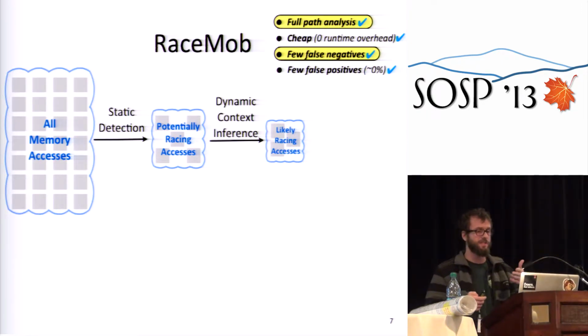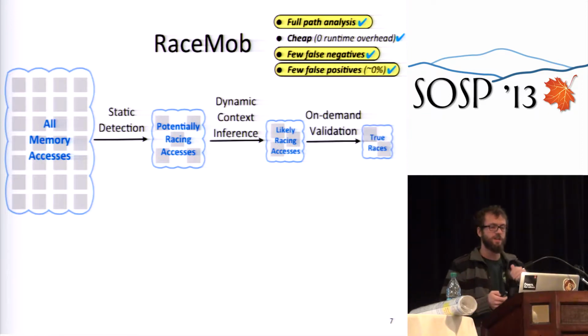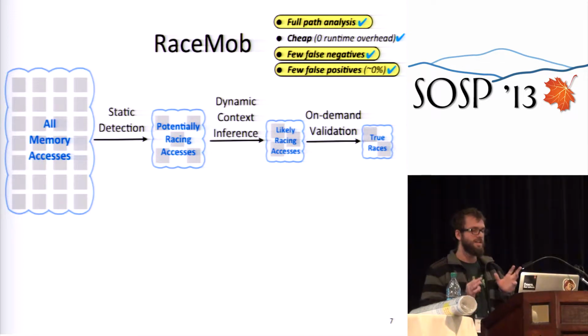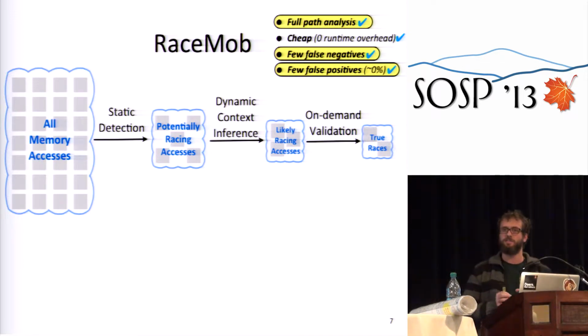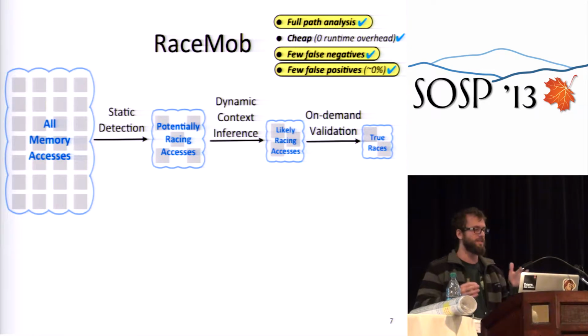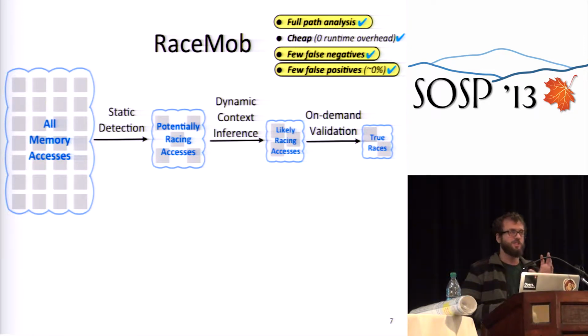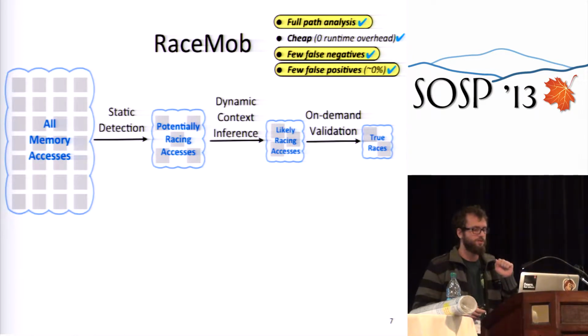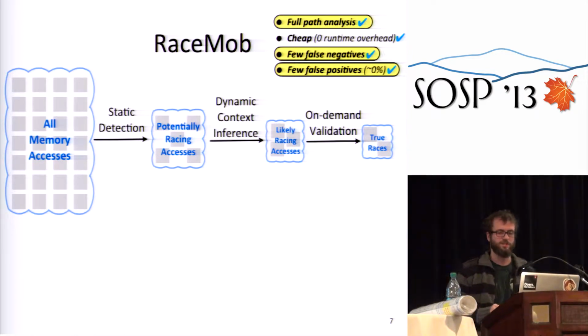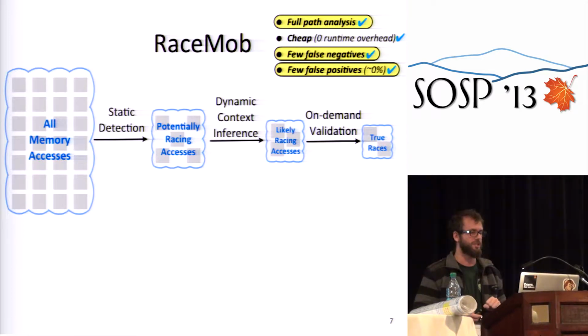Then, RaceMob uses a technique called on-demand validation to conclusively detect real data races in a program and eliminate false positives. Validation is also able to detect if a data race can cause an anomaly such as a crash or a hang. These stages incrementally help RaceMob to lower the overhead of data race detection. However, this is not enough to achieve low overhead for practical race detection.